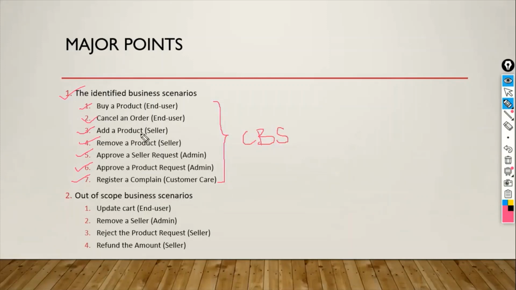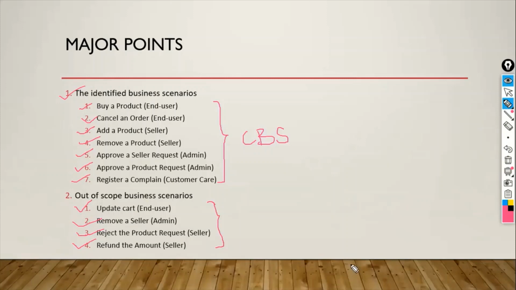Once after identifying the critical business scenarios, along with that, he is going to put the out of scope business scenarios also. So updating the cart, very few users will do, right? Removing a seller, rejecting the product request, refunding the amount, this will happen very rarely. That is the reason why these will come under the out of scope business scenarios. That means no need of doing the performance testing for these particular flows. Is it clear?